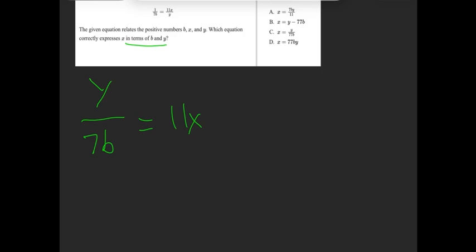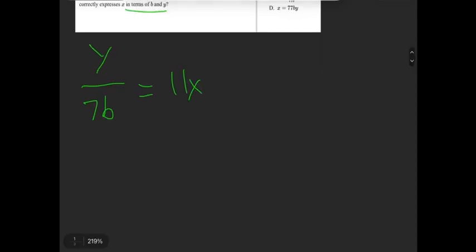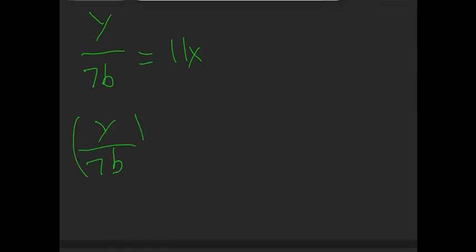Doing so will result in y over 7b equals 11x. Now we should divide both sides by 11, which would give us y over 7b all over 11 equals x. But this is not our final answer, because we need to simplify this complex fraction.